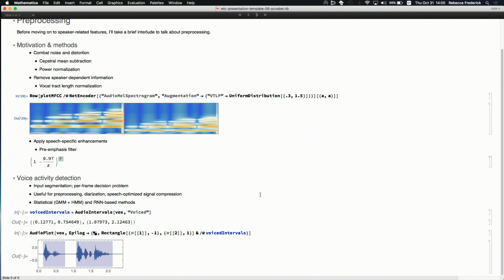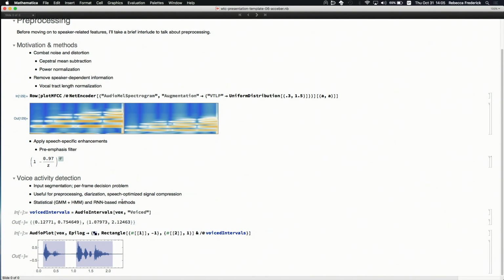Here, if you randomly perturb the amount that you're warping this axis, you can use this as a neat data augmentation for neural net inputs. We can also boost the high frequency component, which is pre-emphasis filtering. That brings out the higher formants.